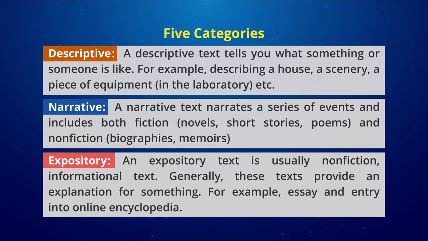Then the third type is expository text. An expository text is usually non-fiction, informational text. Generally, these texts provide an explanation for something. For example, an essay, an entry in an online encyclopedia. We make a case for something. For example, someone writes about how this whole thing is recorded, and how a school functions. They make some arguments also. They describe, and they make a case for something.